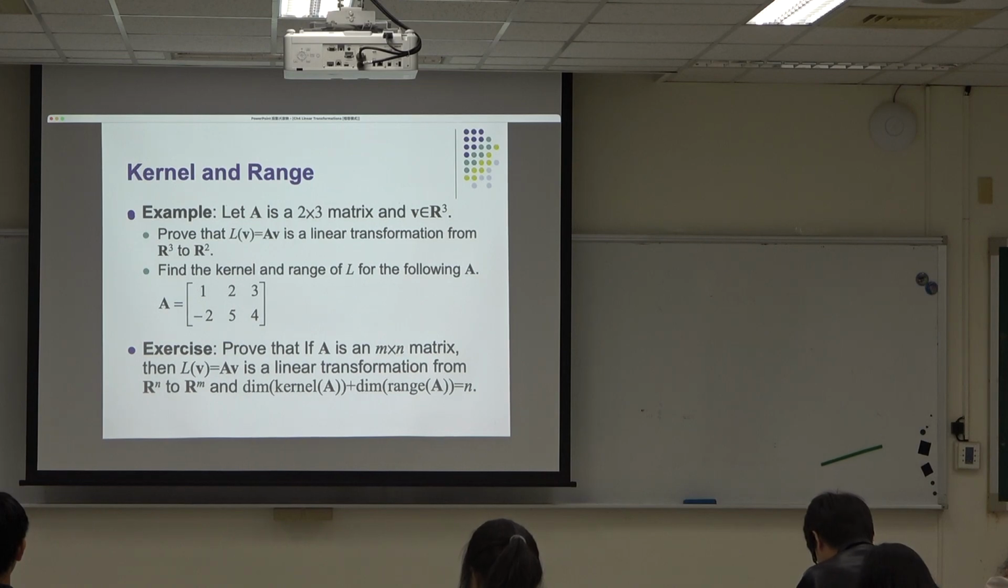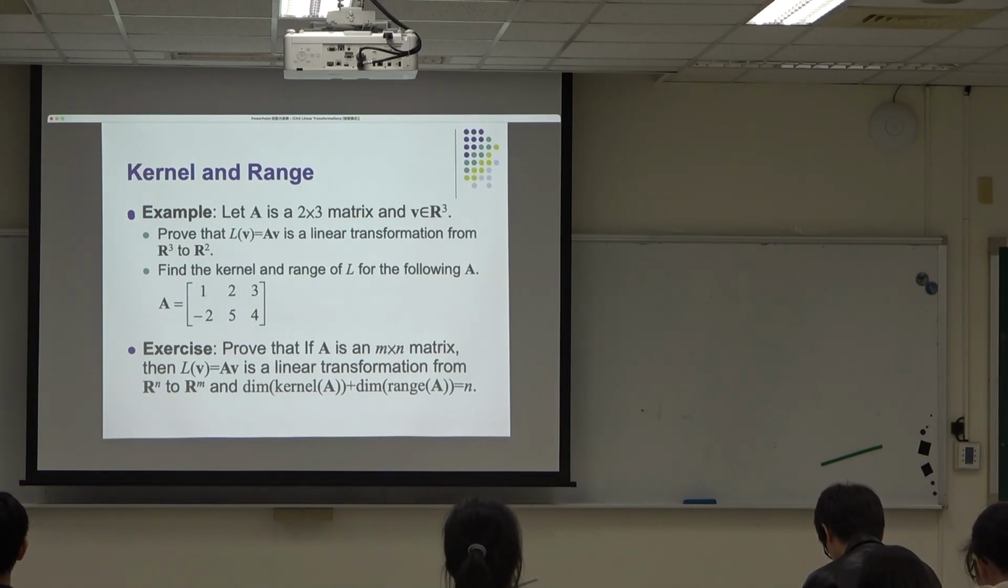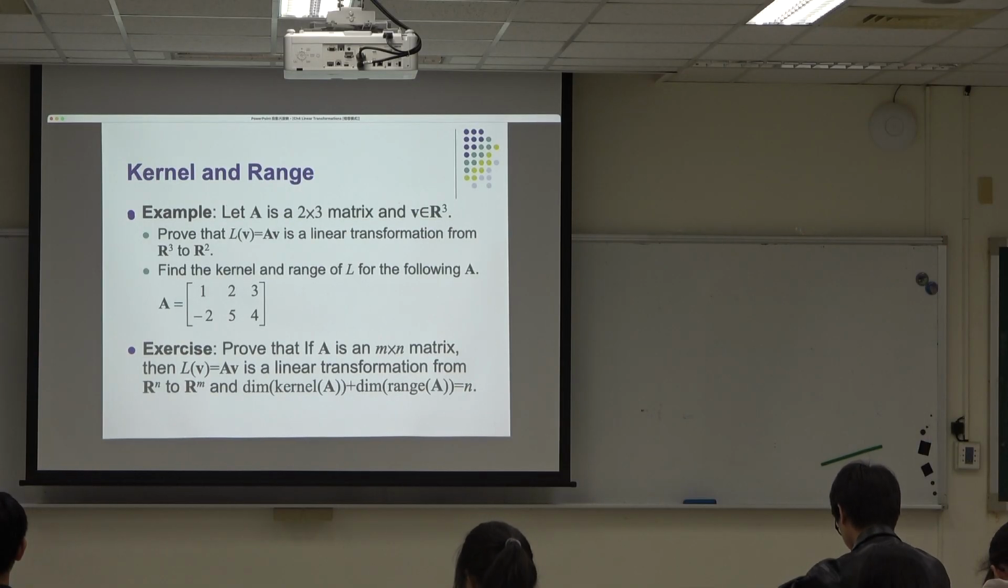If A is a 2 by 3 matrix, and v is in R3. So first, we want to see this is a linear transformation, right? L(v) equals Av.